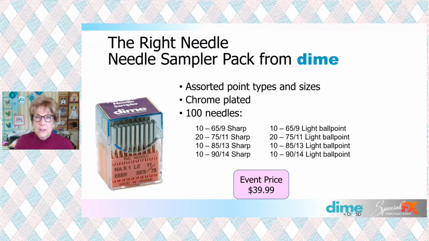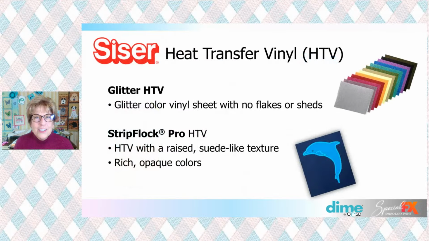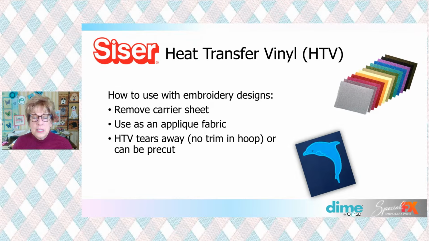So make sure that goes in your cart. And look at all of the options for Siser Heat Transfer Vinyl, HTV. We've got Glitter HTV and we've got the Strip Flock Pro, which is that HTV with that suede, opaque, really rich colors. Now, to use these with embroidery designs, as I showed you in the samples, all you do is take off the carrier sheet and use it as an applique fabric. You've either got a glittery piece of fabric or a real suede textural piece of fabric.